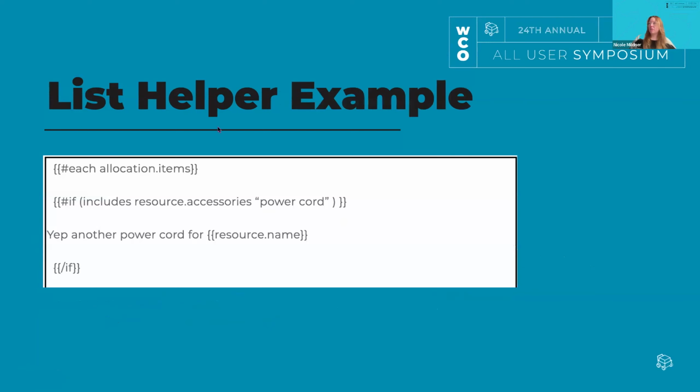Which then leads us to the list helper example. For this one, we are going to be using includes. So remember, for includes, it's true if the list contains the provided item. So in this example, if the allocation includes the resource accessory power cord, then it's going to return the message, yep, another power cord 4. And as you can see here, this means it's going to list the name of the resource.